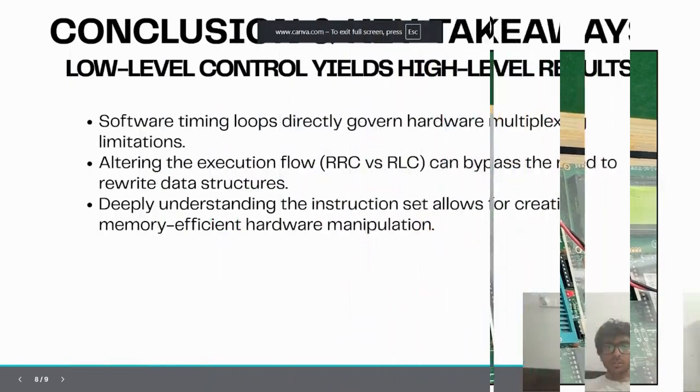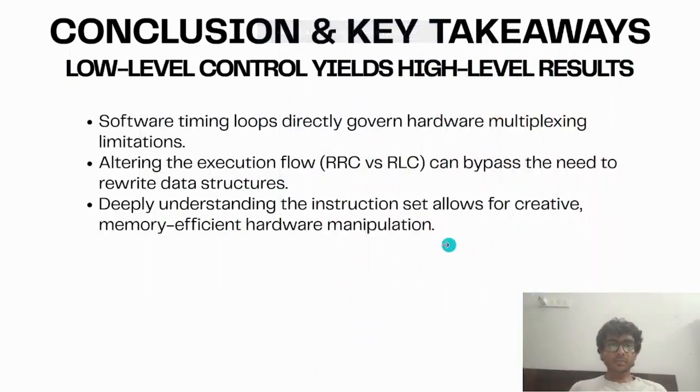Okay, so we were able to see what changes were done, and we have the final conclusion and key takeaways. By utilizing software and hardware together, we can easily make our tasks easier. In this case, we were able to change the execution flow and simply rewrite the data structures. Apart from that, we were able to understand different instructions, and it helps us understand the opcodes that were there in the code.